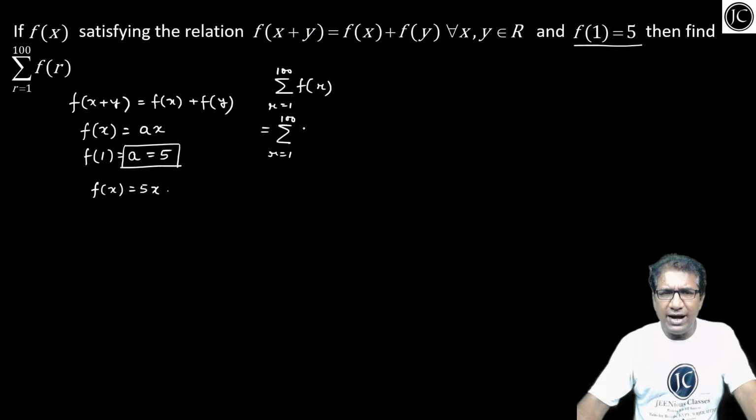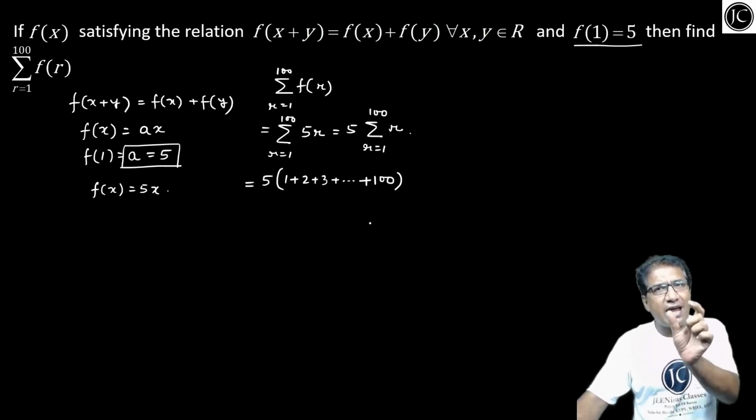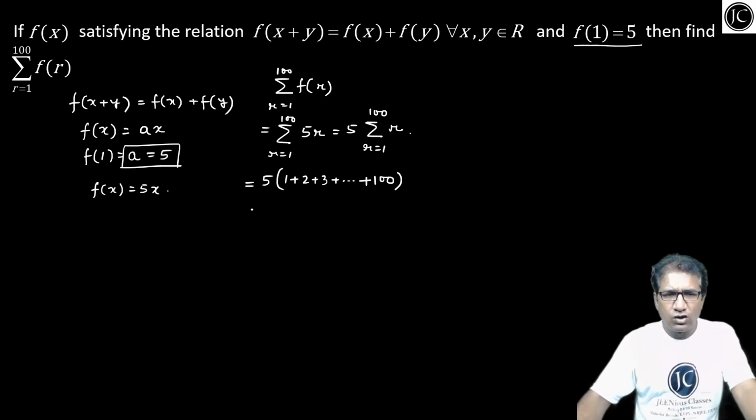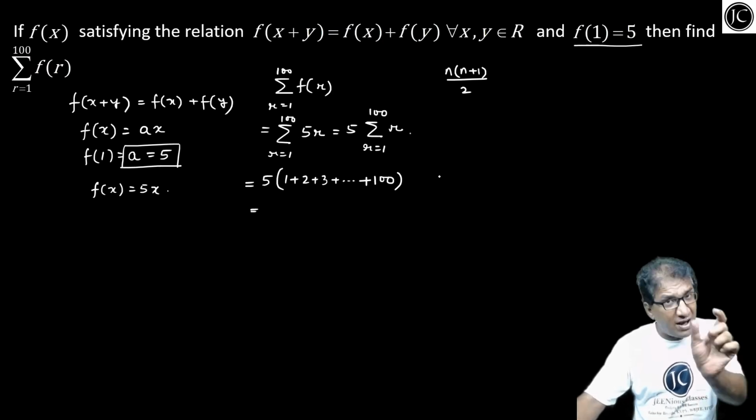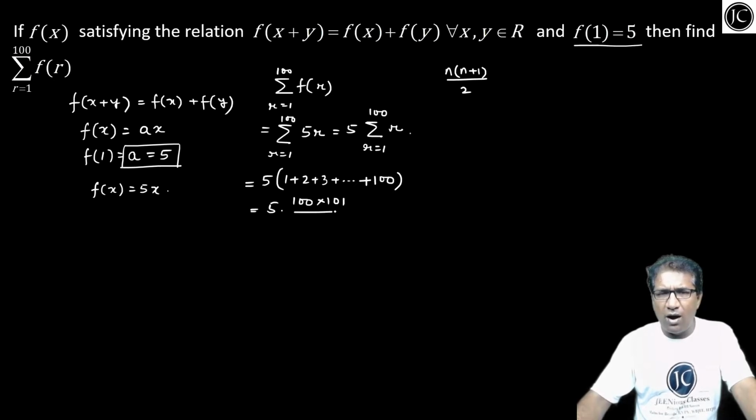Sigma r equals to 1 to 100 fr. So I can take 5 outside my sigma sign. So we are left with r. And if I remove the sigma, we are going to have, so this is the sum of first 100 natural terms. So the formula is, we all know the formula, the sum of the first n natural terms is n into n plus 1 by 2. So in this case, it will be 100 into 101 divided by 2.